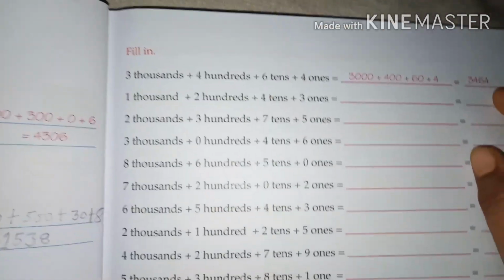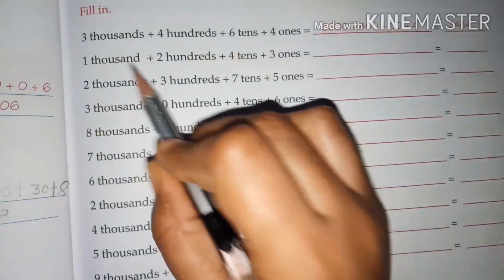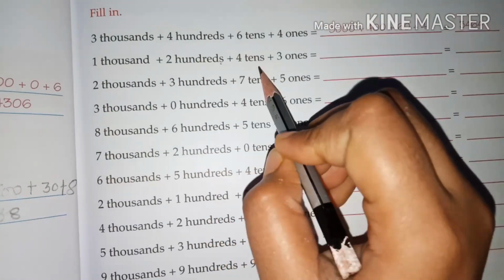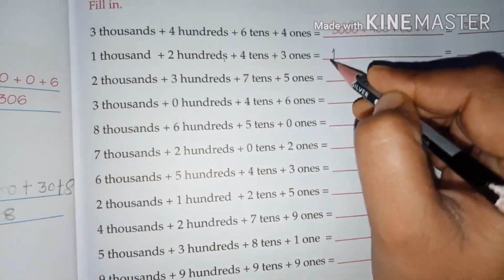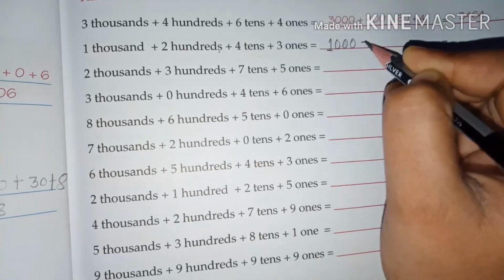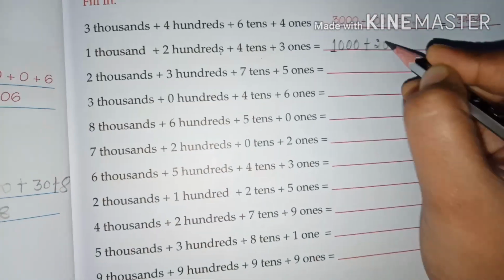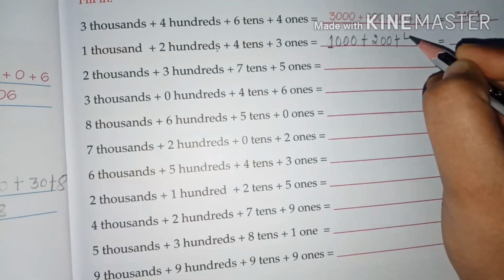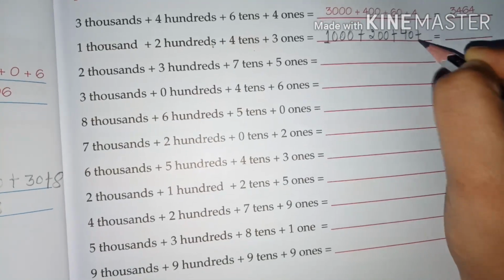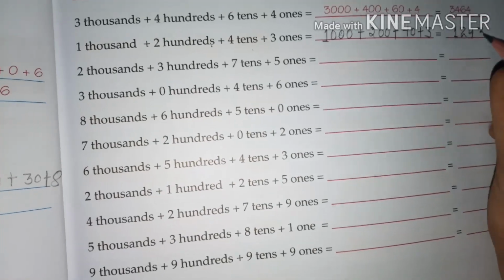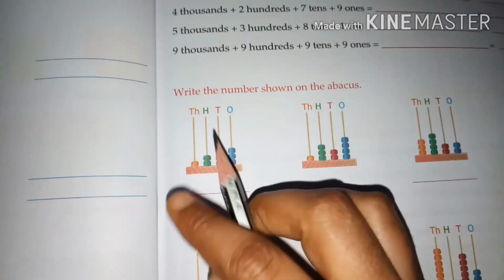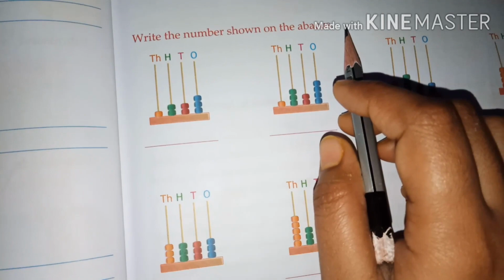Now the next question is fill in. 1000 plus 2 hundreds plus 4 tens plus 3 ones. So 1000 plus 2 hundreds, 4 tens means 40, plus 3. So it will be 1243.